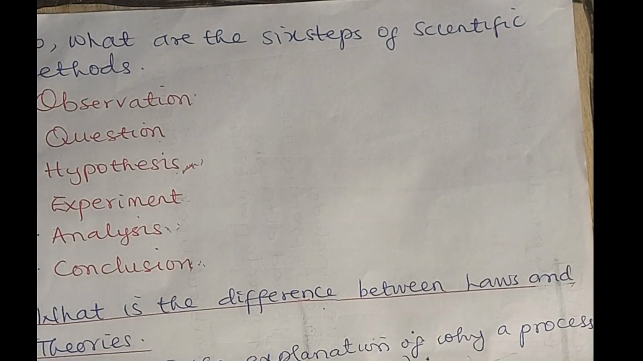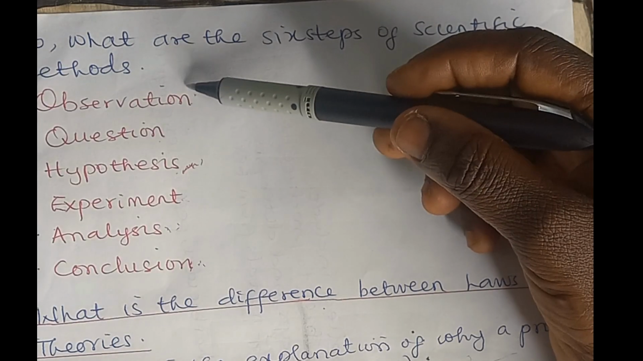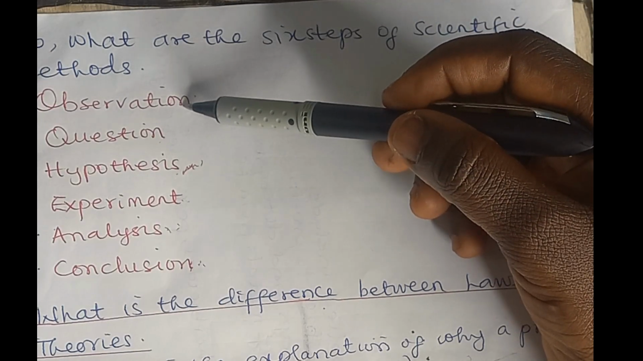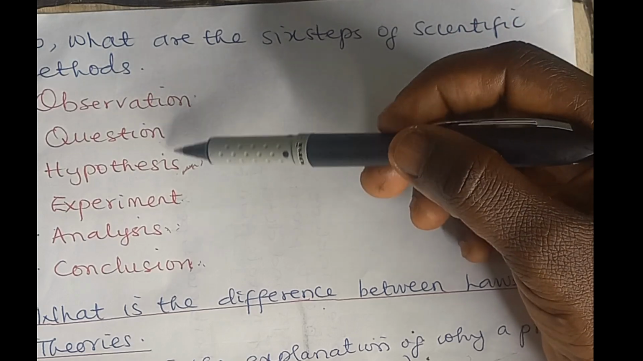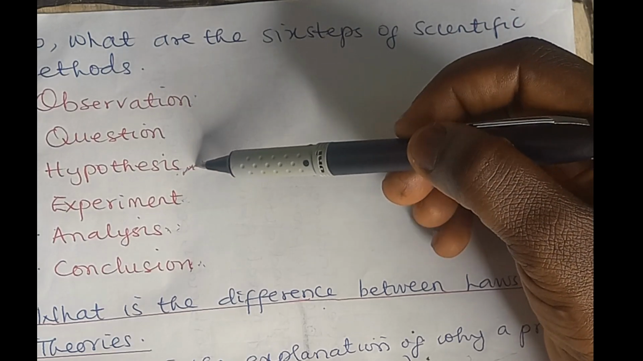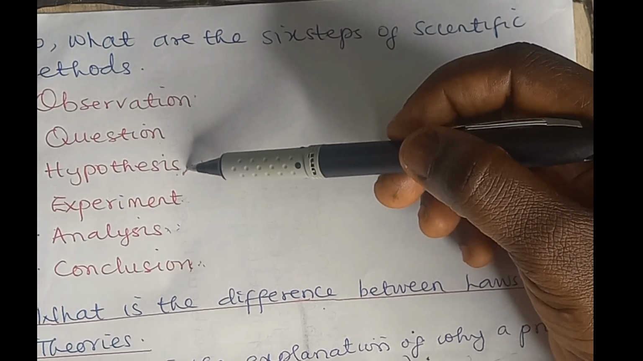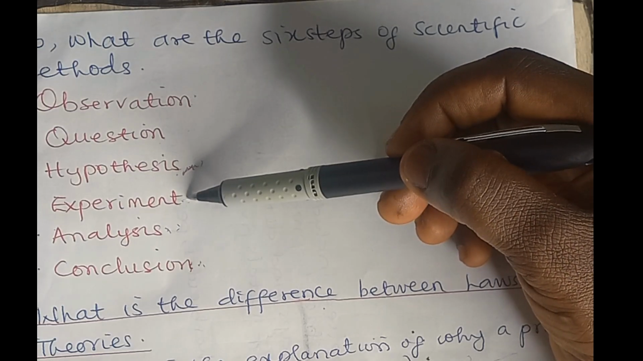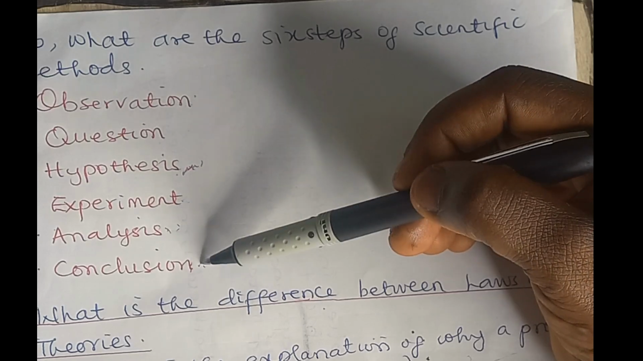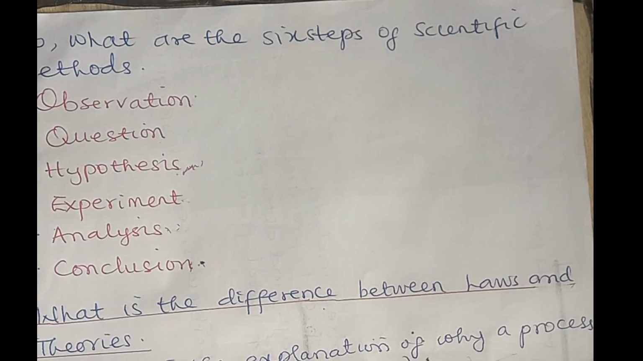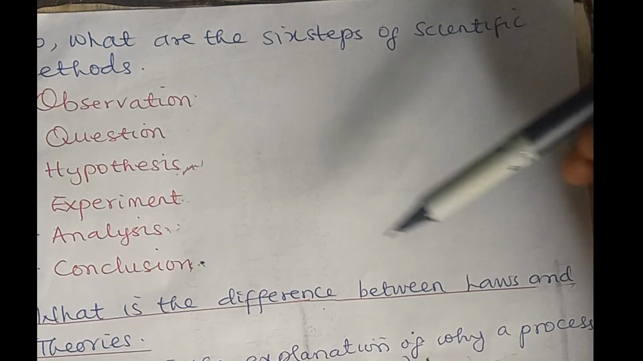So in summary, the 6 steps of scientific methods are: observation. After observing and identifying a problem, then you ask questions. After asking questions, then you formulate hypothesis, which is a reasonable guess but not an established fact. Then after the hypothesis, you subject your hypothesis to experiment, and then you analyze your result after the experiment and draw conclusion. So from this, we could see there's a difference between law and theory.